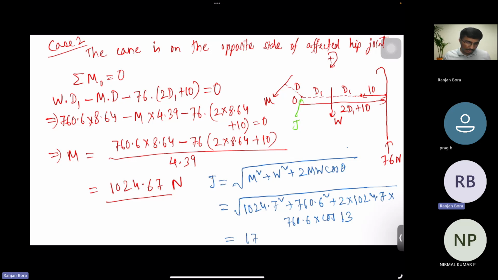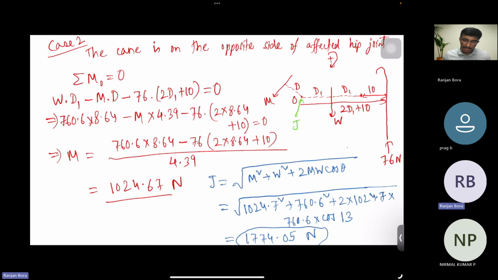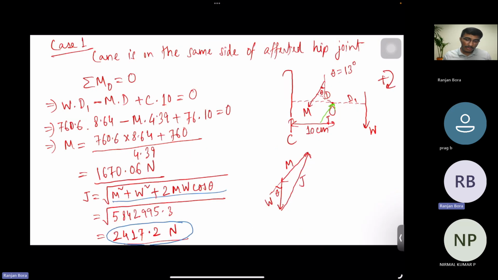So it is coming 1774.05 Newton. So you can see if the person takes the cane on the opposite side, there is a reduction in the joint reaction force. Previously it was 2417. Now it is 1774. So there is a reduction of 700 Newton. So what will the doctor prescribe? The doctor will prescribe to hold the cane on the opposite side.